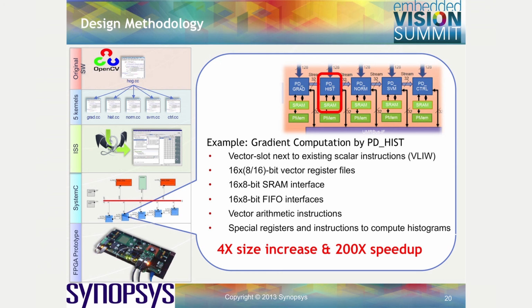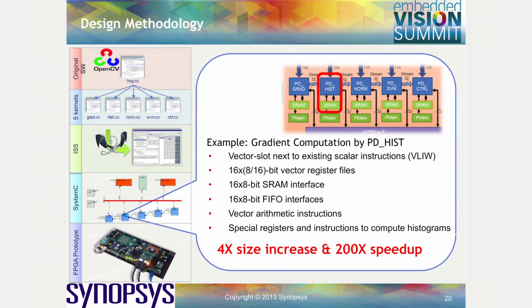By doing so, we increased, of course, the size of the RISC processors. We went from 27 kilogates to slightly under 100 kilogates. But we increased the performance by a factor of 200 by doing so. So we obviously had a much more power-efficient architecture by doing so.